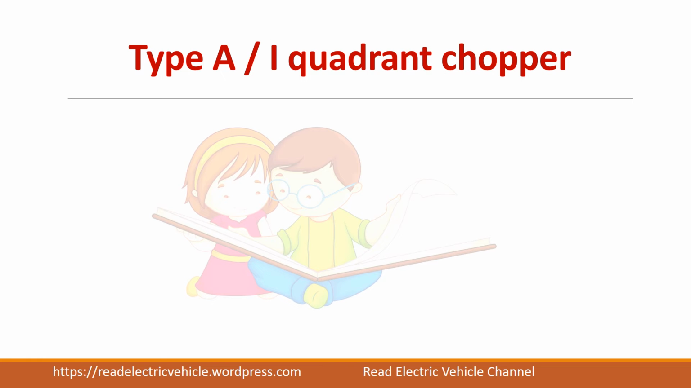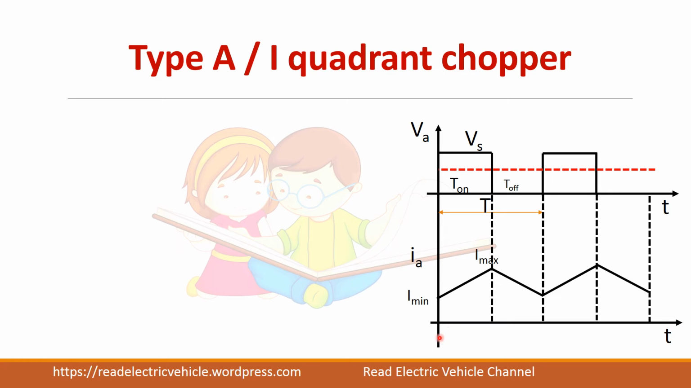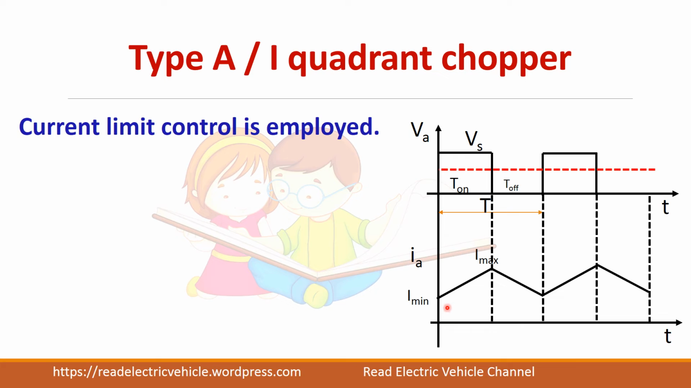Let us draw the waveform. Here current limit control is employed. That is, when the armature current reaches a minimum value, the switch is turned on, and when it reaches its maximum limit, the switch is turned off. This is called the ripple. You can decide the ripple of your armature current accordingly. So if you change this range, your ripple will decrease.